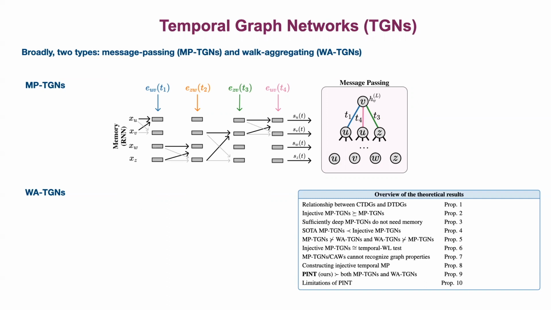So you will have a node V, then there is a node U. V interacts with U at time T1 and T4, and then V interacts with Z at time T2. And then there might be other nodes W, for example, that might be interacting with this.